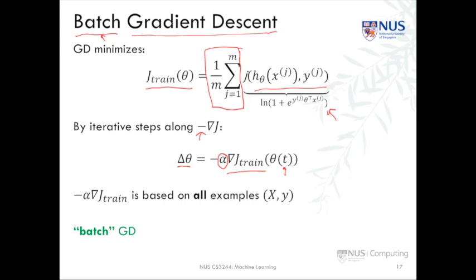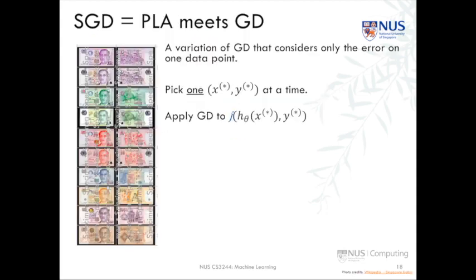And the important thing here is that when you look at this specific term, this is the true gradient of the cost function. It's based on a calculation of all of the examples in our training data. So, is there a way that we can speed things up?